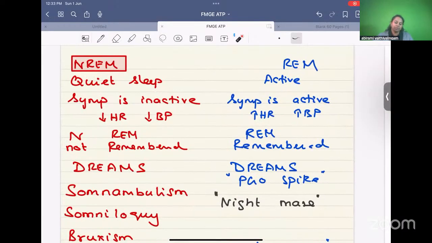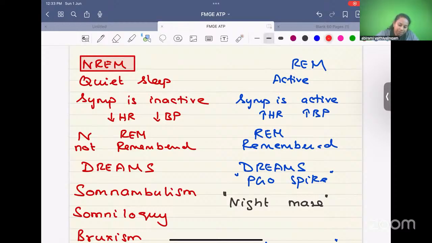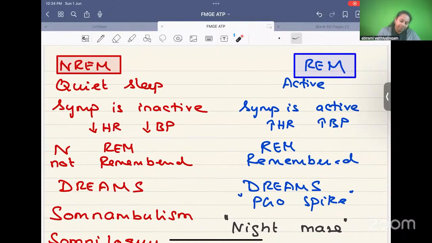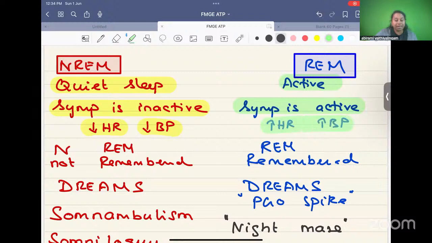What are the differences between NREM and REM sleep? Listen carefully, very important. NREM sleep is called quiet sleep. Why? Because you are sleeping quietly without any eyeball movement, and also sympathetic is inactive. If sympathetic is inactive, you will sleep quietly with less heart rate and less BP. REM sleep is called active sleep. Why? Because of actively rapid eyeball movements, and also sympathetic is active. If sympathetic is active, you're sleeping with high heart rate and high BP.